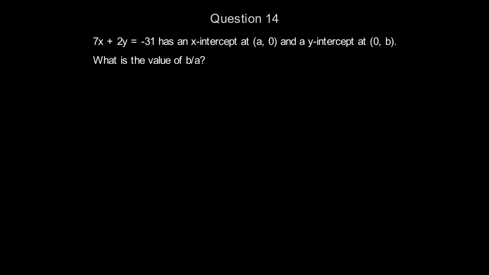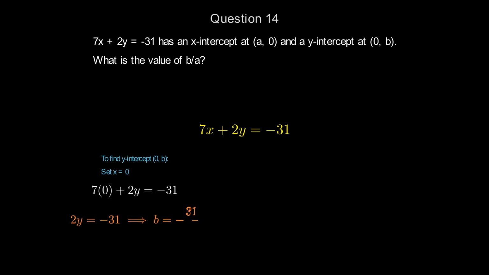We are given the equation 7x plus 2y equals negative 31. We know that the graph has a y-intercept at 0 and b, and an x-intercept at a and 0, and we want to find the value of the ratio b over a. First, let's focus on the y-intercept to find our value b. To do this, we set x equal to 0 on the left side. This simplifies our equation to 2y equals negative 31, which means b is equal to negative 31 over 2.